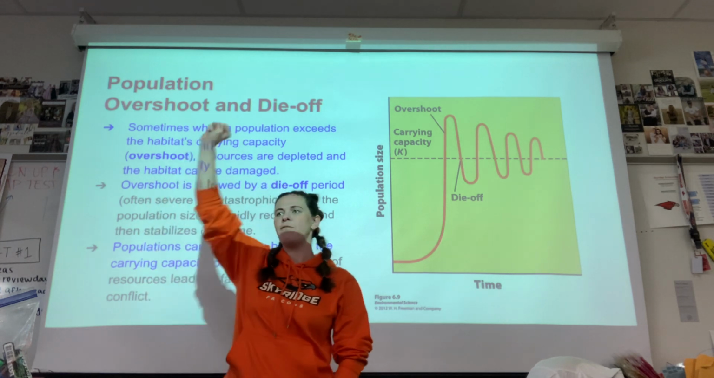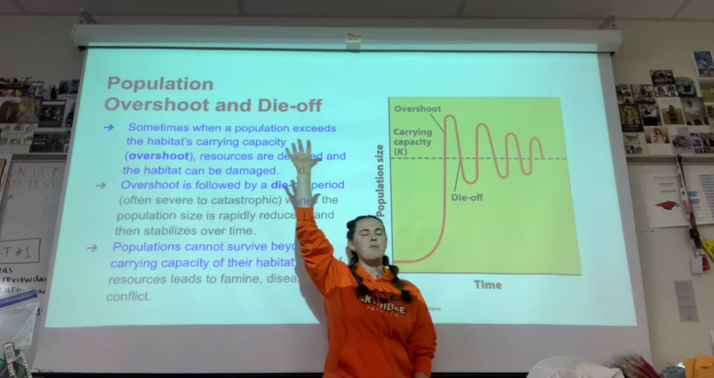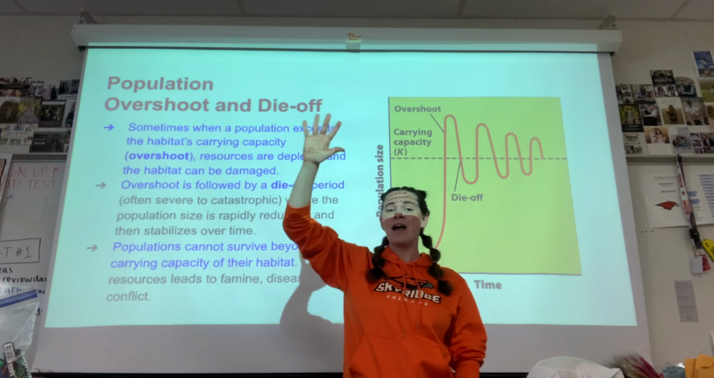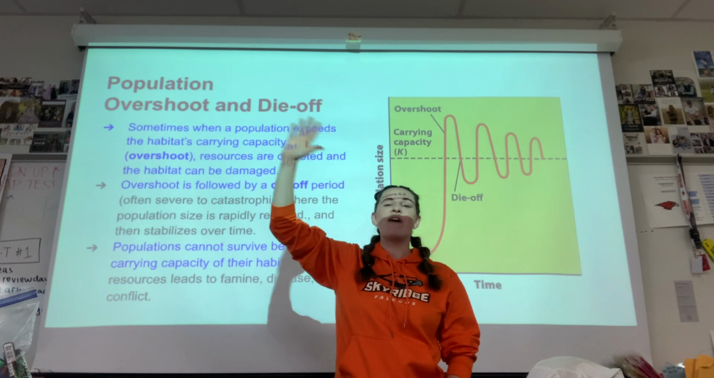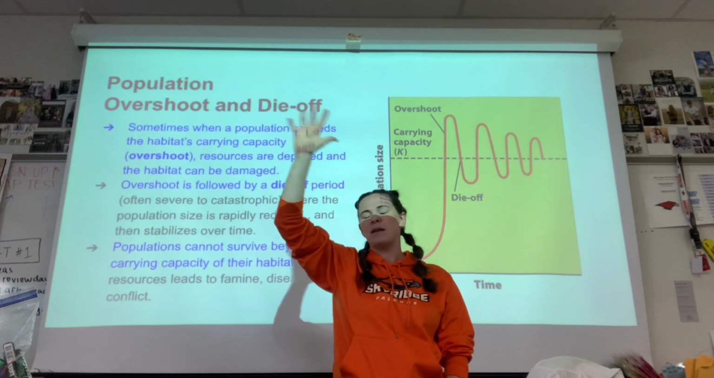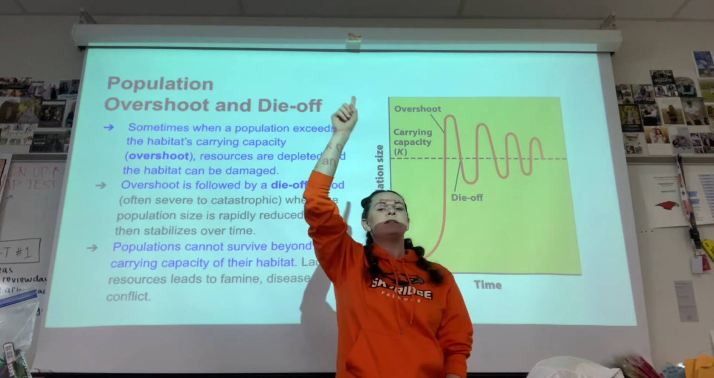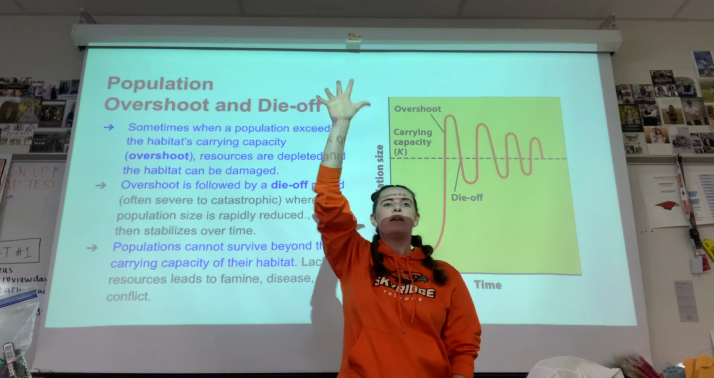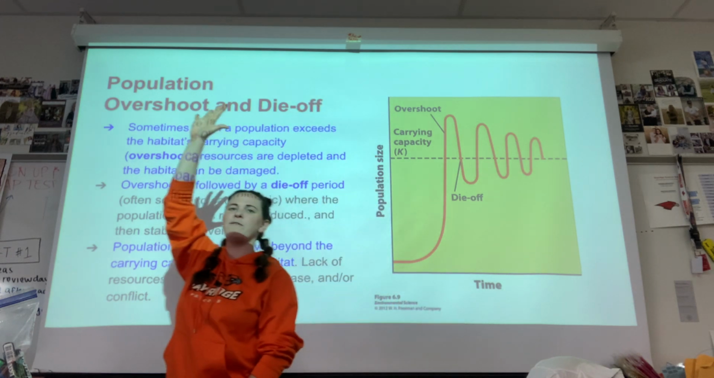Let's do a vote. Fist to five. Five means I understand population growth, carrying capacity, overshoot and die-off, limiting factors, density dependent and density independent. I understand all that. One means maybe you should be a car salesman, because that just doesn't make any sense to me. So show me fist to five, where are we at? How are we feeling about this material?